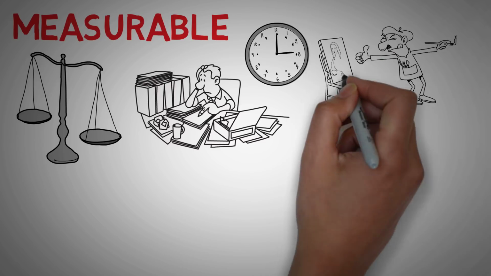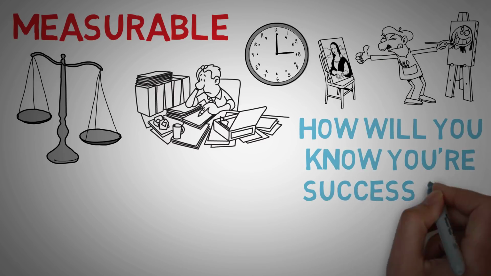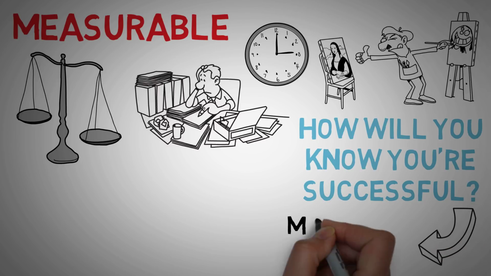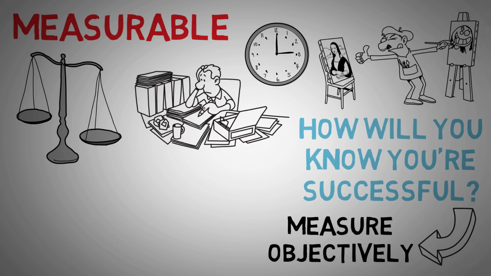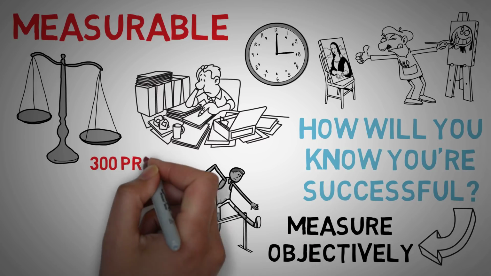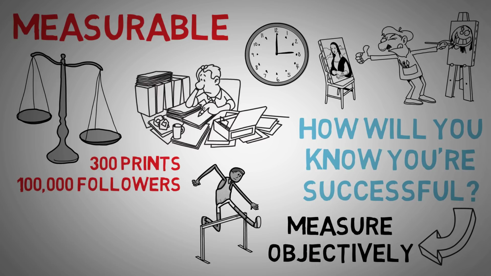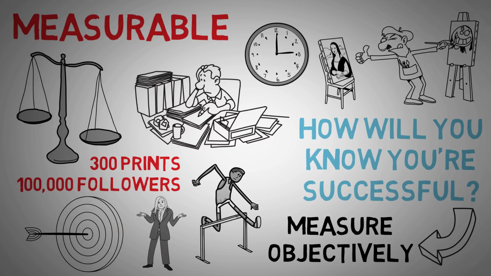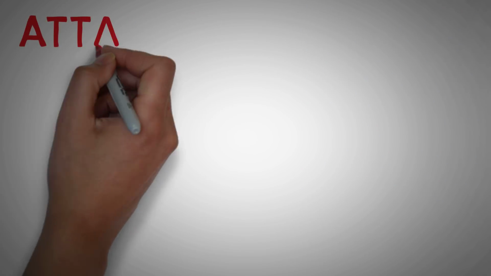Maybe your goal is to be a successful artist, but what does that mean to you? How do you know when you're successful? Include an achievement in the goal that you can measure objectively, something that stands as a clear finish line marking the completion of your goal. It could be to sell 300 prints or to hit 100,000 followers on Instagram. There's no maybe when numbers are involved. Numbers help, and you'll know either when you hit these goals or when you don't. The third letter in SMART is an A, which stands for attainable.